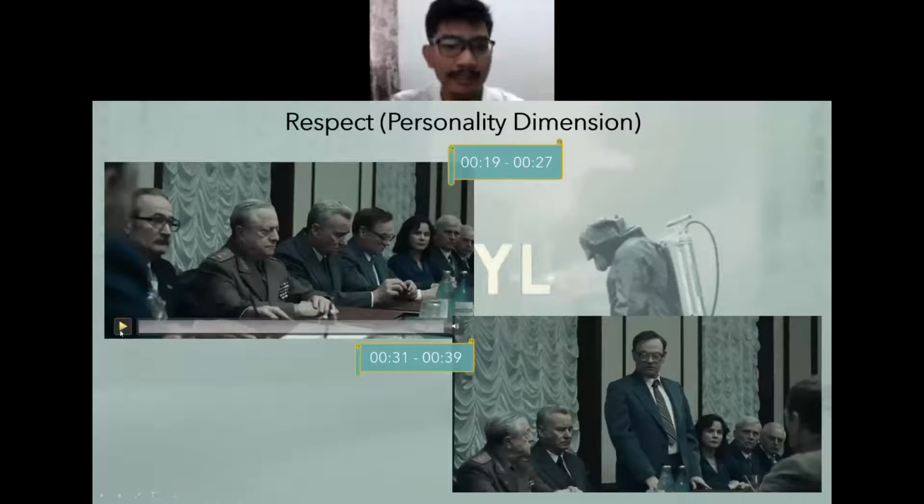Okay, the next one is in the perspective of personality. So the first one is respect. The person gives direct eye contact but is unable to keep it for a long time to the person that he or she refers or talks to. This is to show deference or respect to the person that he or she talks to.